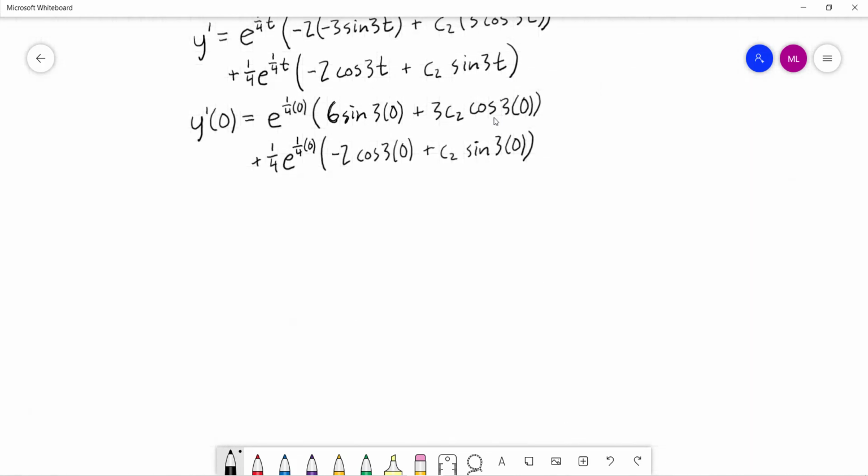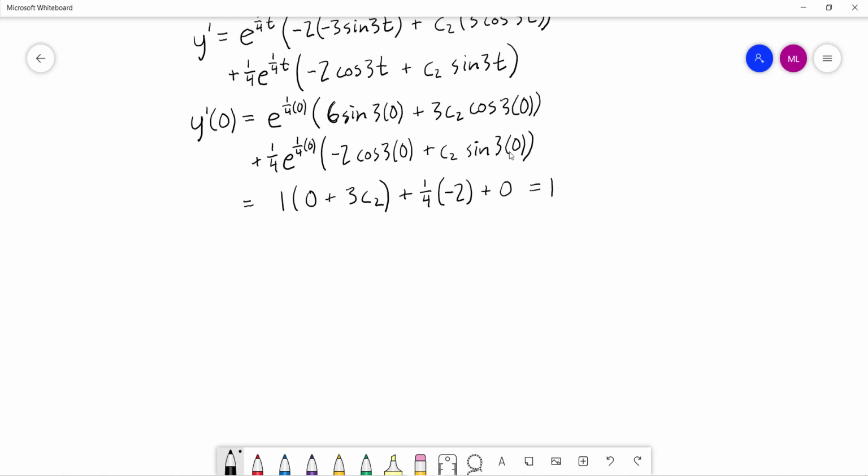So let's simplify it and then eventually set it equal to 1. This term simplifies to just a 1. We have a sine of 0, which is 0. So I have 1 times a 0 plus 3c2, and the cosine of 0 is 1. So there's that term. Plus a fourth, because this exponential will become a 1, but I have a 1/4 multiplying it, so I'll have a 1/4. This cosine is going to give me a factor of 1 times this negative 2. We'll just leave me with a negative 2 there. And over here, the sine of 0 is going to be 0.